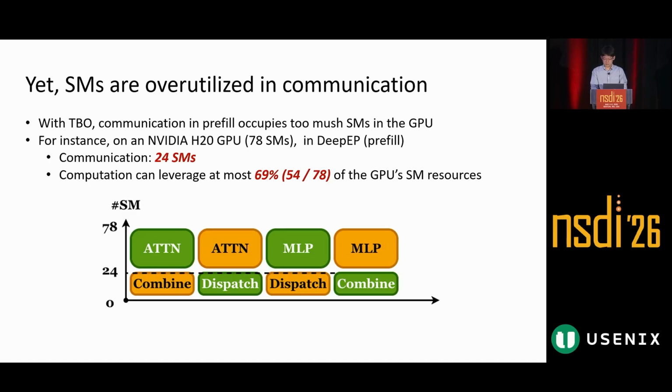And this is our first key observation. Under TBO, communication still occupies too many SMs. On an NVIDIA H20 with 78 SMs, DeepEP can occupy 24 SMs during the prefill communication. That leaves only 54 SMs for computation, about 69% of the full GPU compute capacity.